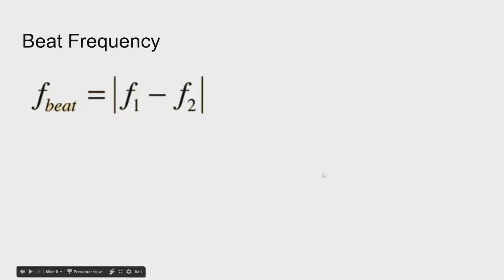Beat frequency is when sound approaches your ear constructively and destructively, alternating. So it sounds like there's a slight beat in the sound. This can be represented by the equation: the frequency of the beat is equal to f1 minus f2, where f1 is one of the sound's frequencies and f2 is the other sound's frequency.